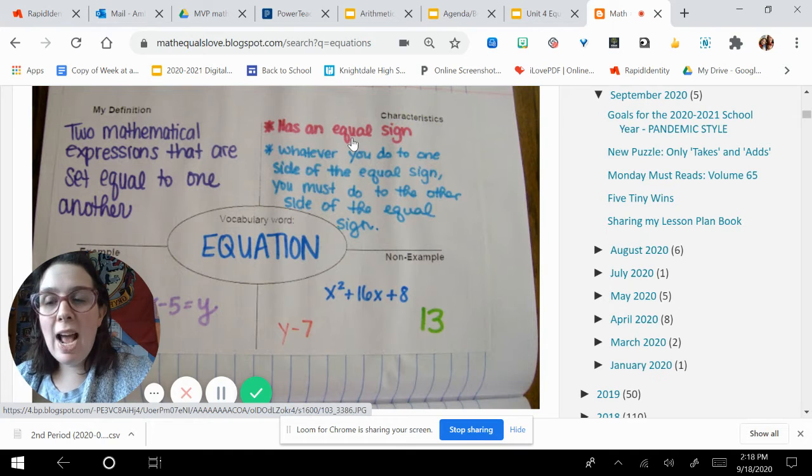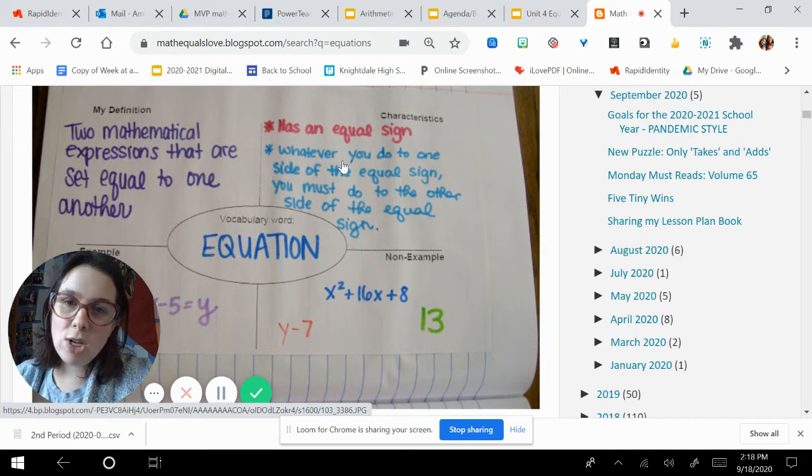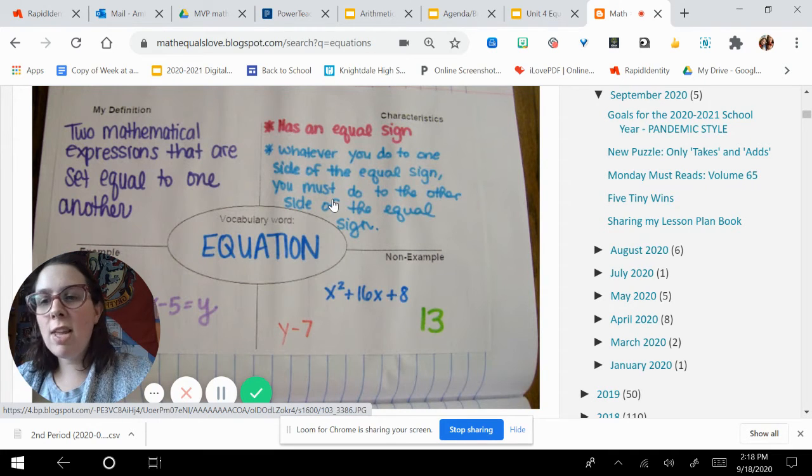So characteristics: it has to have an equal sign. If it doesn't, it's not an equation. Whatever you do to one side of the equal sign, you must do to the other side of the equal sign. I'm sure you all heard that. That's how you undo. You're using inverse operations with equations, and we'll talk about that in a minute.